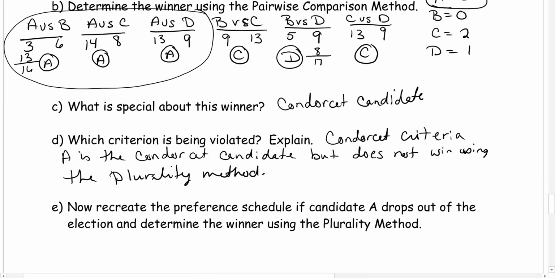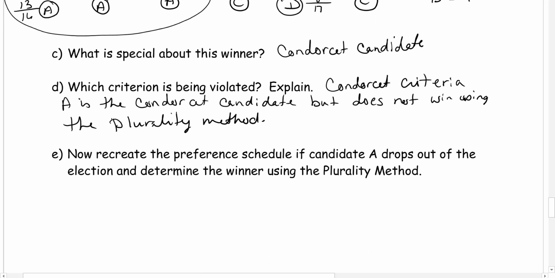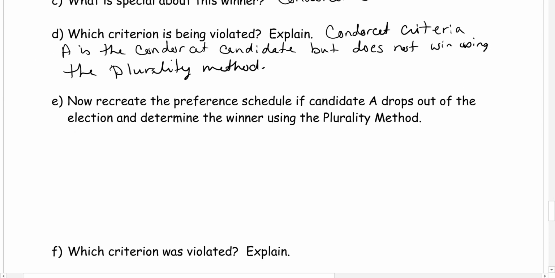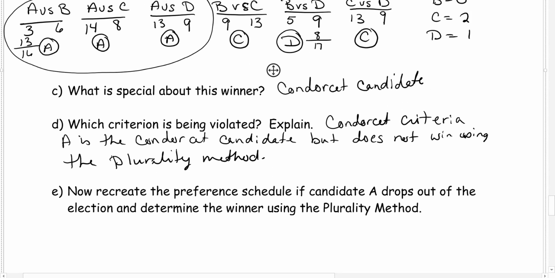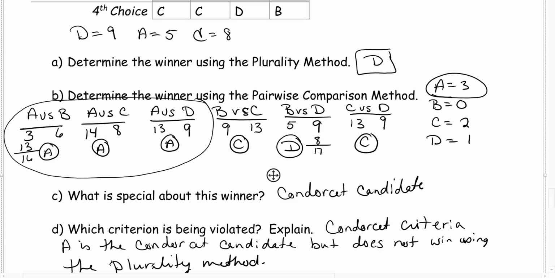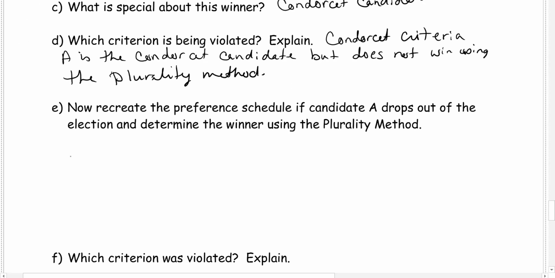Now we want to recreate this preference schedule if candidate A drops out of the election and determine the winner using the plurality method. So let's recreate this. So we're only going to have 3 candidates in our election.